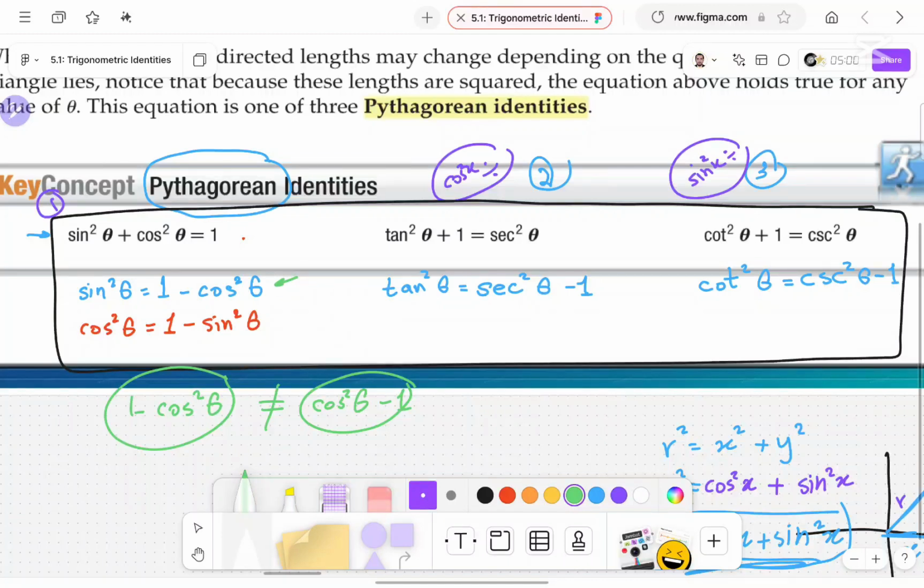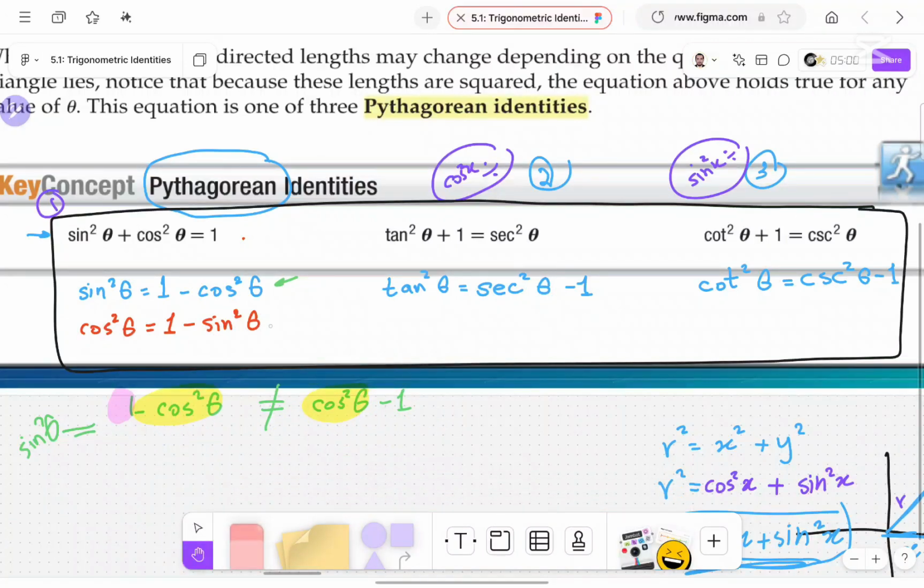Because if you look at this one, cosine squared is negative, but here cosine squared is positive. Here the number 1 is positive, but here the number 1 is negative. So this one is not represented by this one. Don't say this one equals sine squared theta. This is wrong, don't do that. But this one here is equal to sine squared theta, because it is 1 minus cosine squared. Don't mix between them. They are not equal. Same thing for all the formulas.